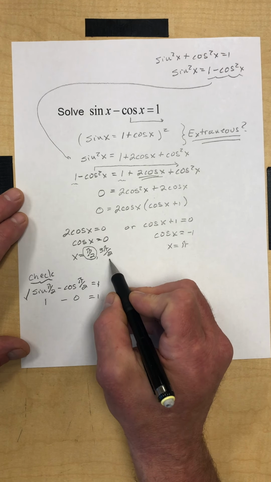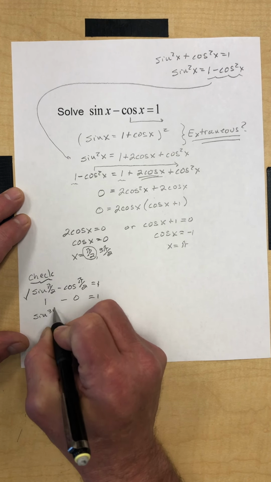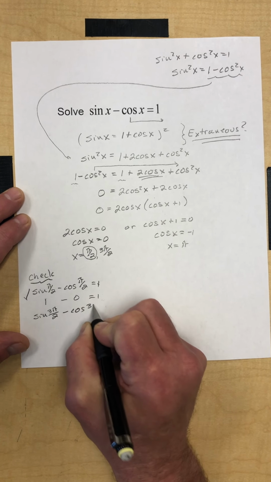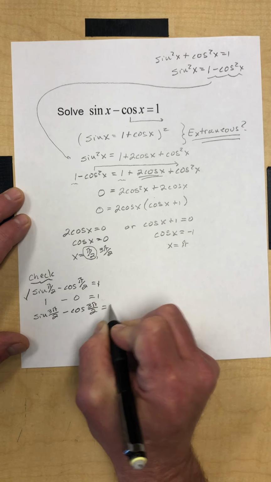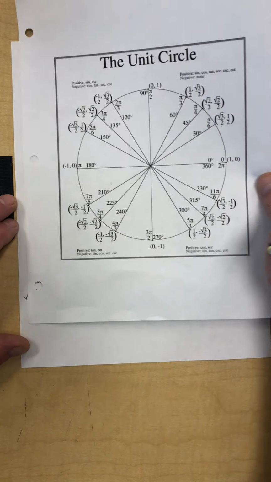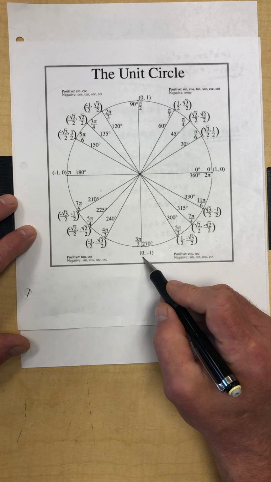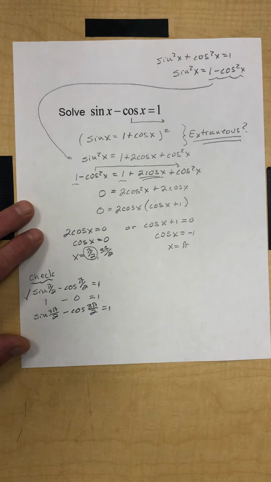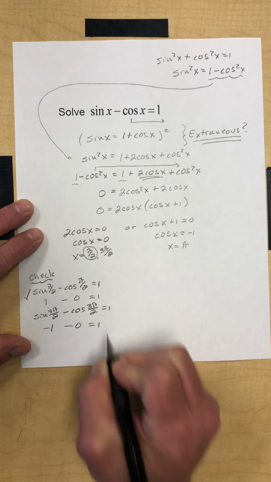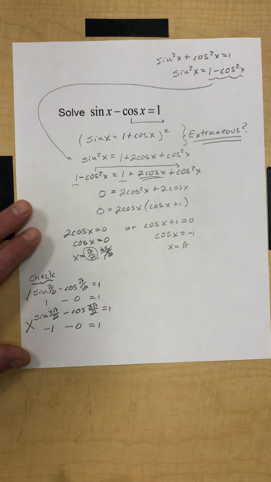Now I check 3 pi over 2. So sine of 3 pi over 2 minus cosine of 3 pi over 2 equals 1. We say, well, sine of 3 pi over 2 is -1, and cosine of 3 pi over 2 is 0. So we get -1 minus 0 equals 1, and that would be a no-no. So this guy does not work.